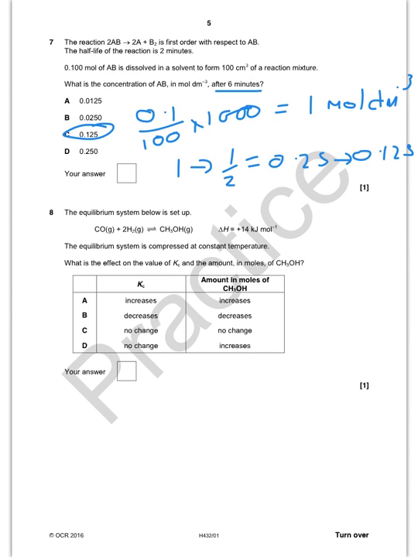We're going to compress this at constant temperature. So first of all, Kc will always stay the same if temperature remains the same. So the answer is either going to be C or D. However, what's going to happen to the amount in moles of methanol? Well, if you have a look on this side of the equation, you've got 3 moles of gas, but on the right-hand side, you've only got 1 mole of gas. So if you compress it, you're going to shift the position of equilibrium towards the product. So therefore, the amount of moles of methanol will increase. So the answer is D.